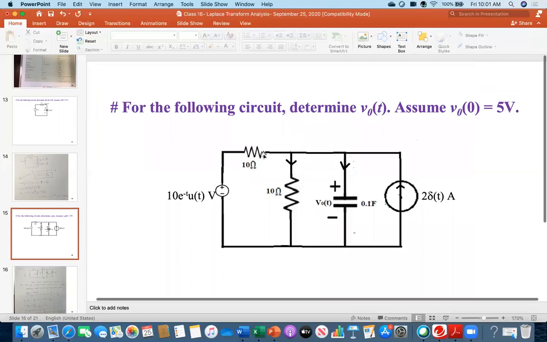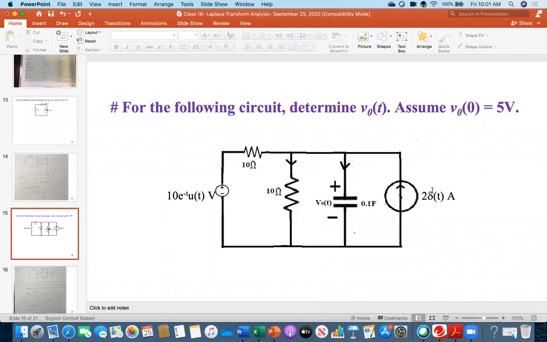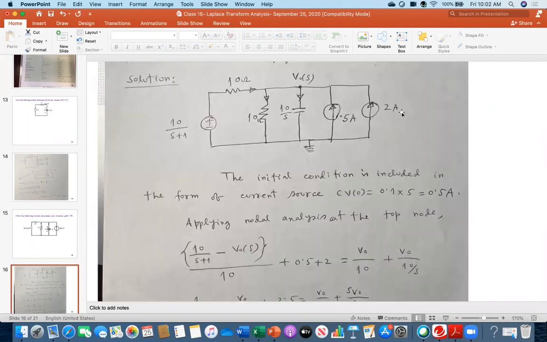See, these two are the resistances. Now, right side, look, this is a current source, 2 delta t. But delta t is called the impulse function. Its Laplace transform is 1. So this will be simply 2, that is simply 2 ampere.